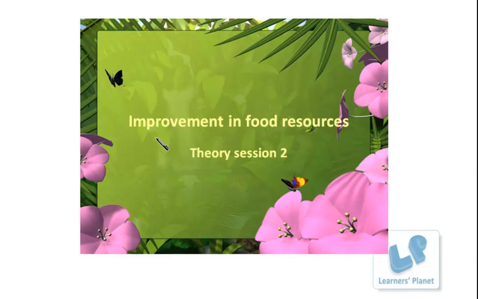Let us continue with the chapter Improvement in Food Resources. In the earlier session I already explained what is meant by these food resources and from where we are obtaining them. Now, knowing the basic requirement, the basic needs for these resources, the point is how the improvement can be done. In today's session I'm going to explain that part.